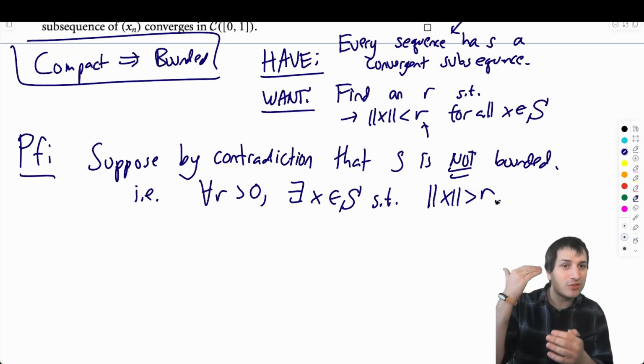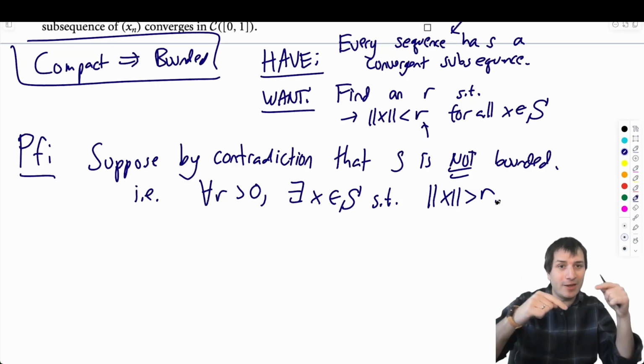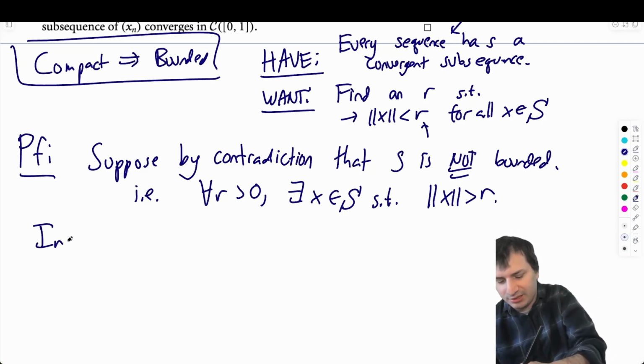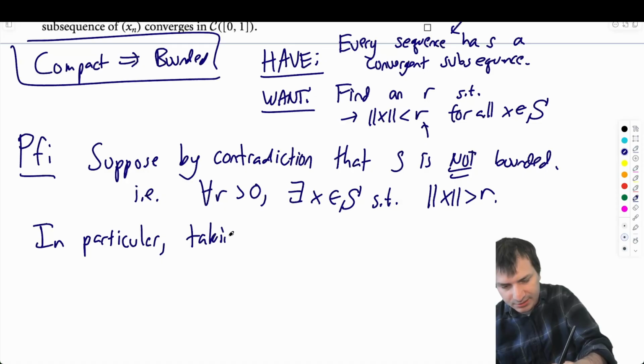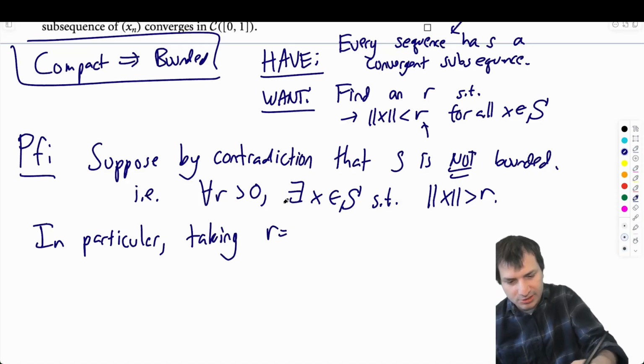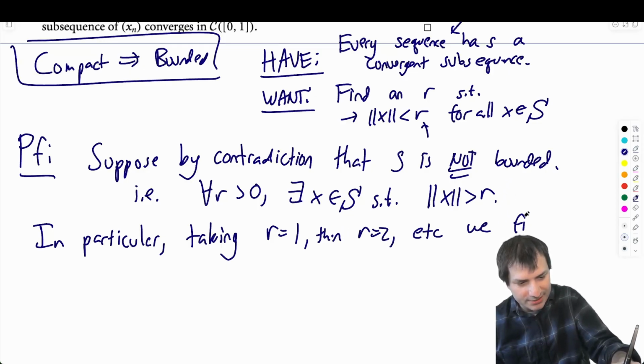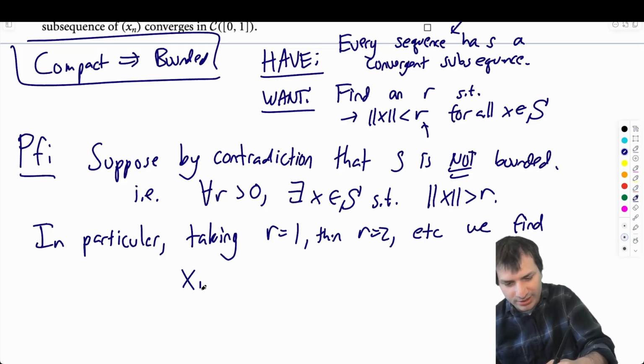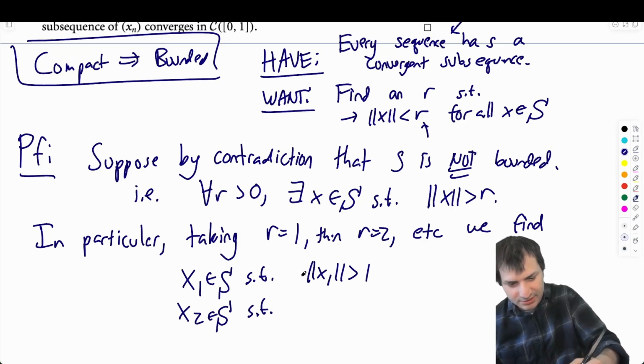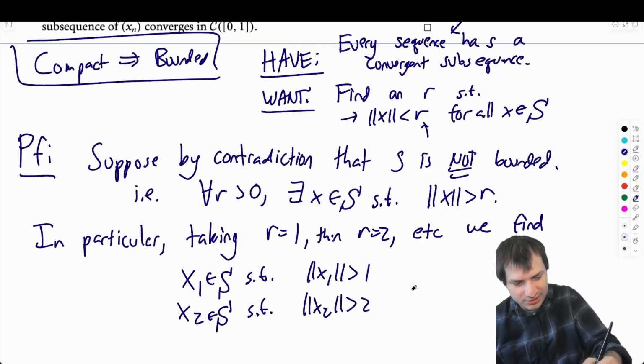Okay, very nice. So this works for all R. So in particular, we can plug in R equals 1, 2, 3, 4. So in particular, taking R equals 1, then R equals 2, etc. We find x_1 such that the norm of x_1 is bigger than 1, x_2, these are all things in S, such that the norm of x_2 is bigger than 2.